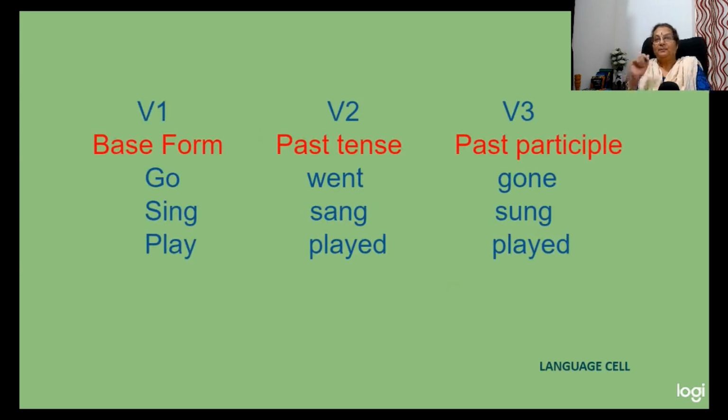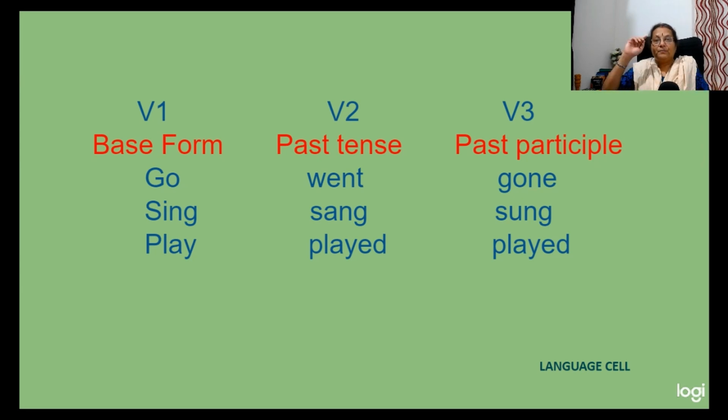Now, see. Examples are here: V1, V2, V3, base form, past tense, past participle. Go, went, gone. Sing, sang, sung. Play, played, played. See now, the first and the second, if you see, the V1 and the V2 are not the same and the V3 is not the same. V1 is one type, V2 is another, V3 is another. Go, went, gone. Same with sing, sang, sung, but see play. Play becomes played with ed, and it's played itself in the third form also. The second and the third form are the same.